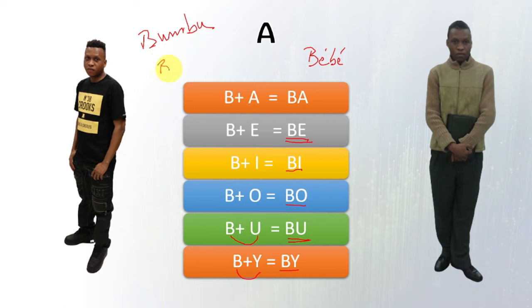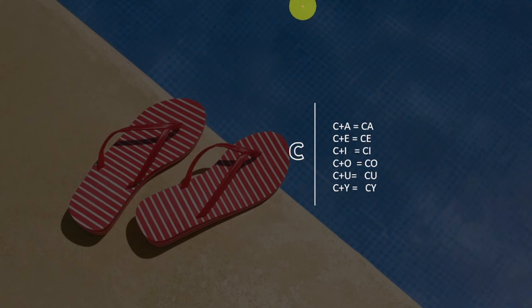You can write like this, bon, jour. Okay, okay, so next we combine C and these. Now when we combine C and A, it gives us ka. Now you see this ka and this sound the same. You just have to be careful when you write. This and this sound the same.